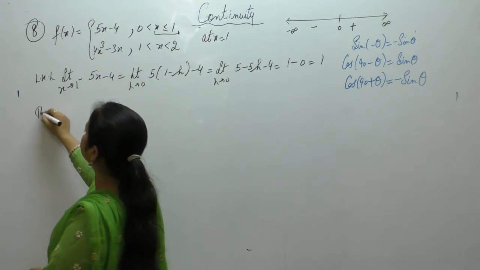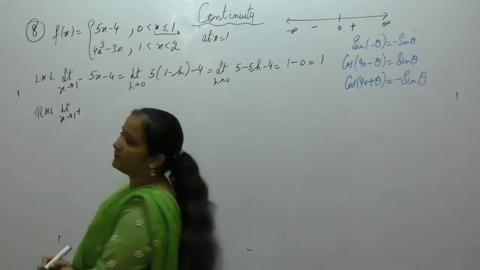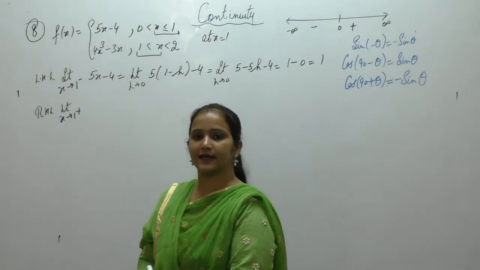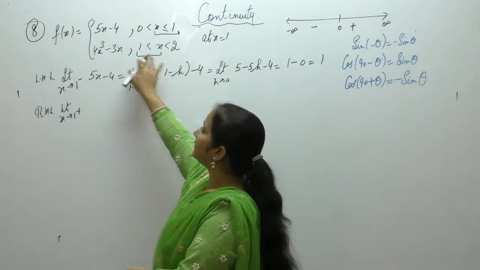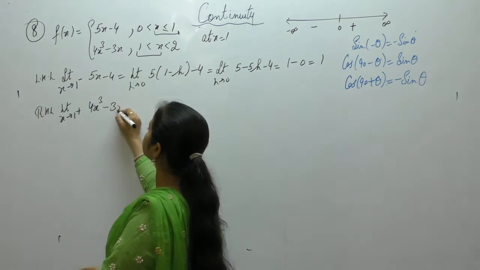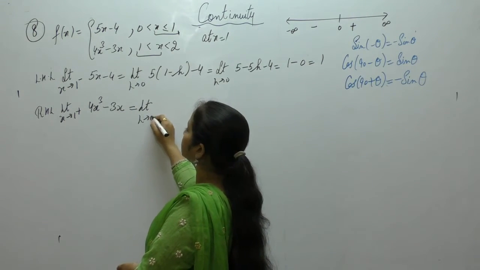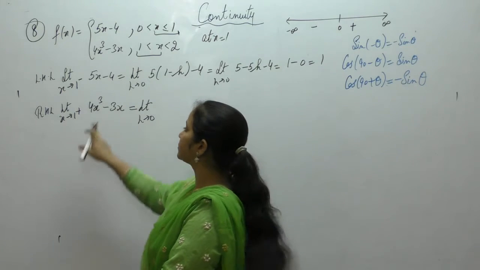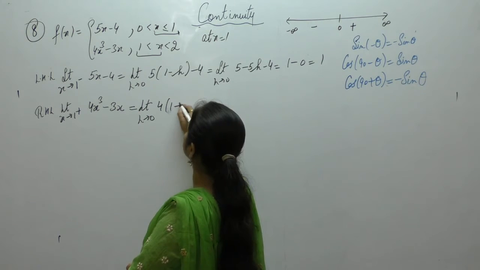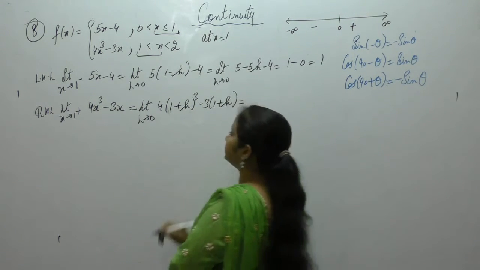Now right hand limit. Limit x tends to 1, positive. When x is greater than 1, 1 is less than x, it means x is greater than 1. When x is greater than 1, then the function has value 4x cube minus 3x. Now limit h tends to 0. Since it is the right hand limit, instead of x, what we put? 1 plus h cube minus 3 into 1 plus h.